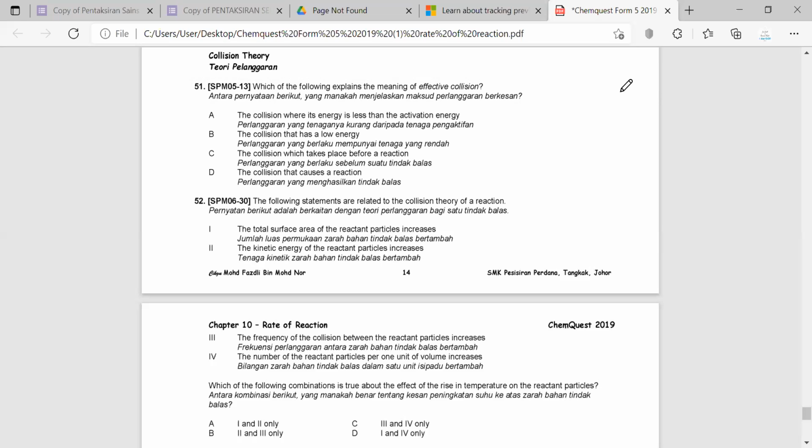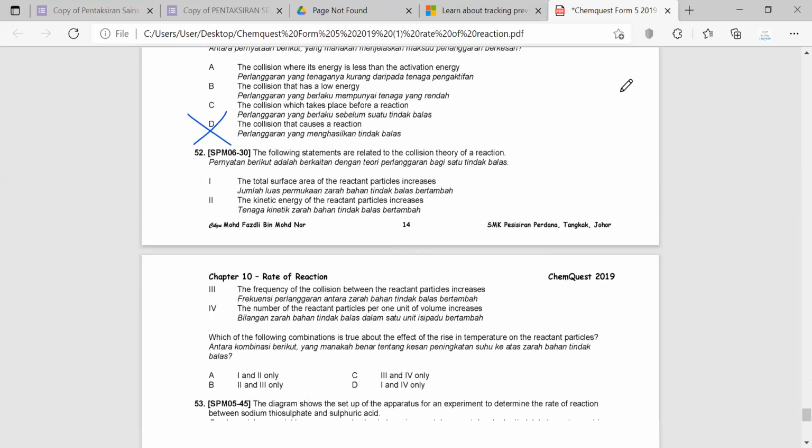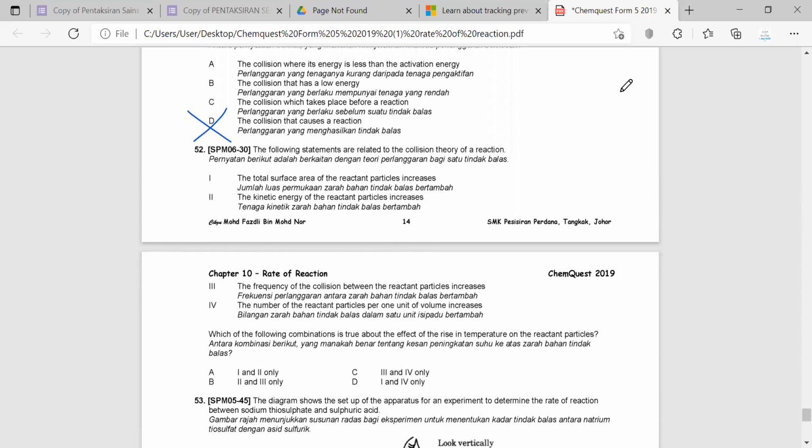Okay, so actually the answer here, what is the meaning of effective collision? You see, when my particles collide and they have effective collision, then only reaction can happen. Okay, so the answer is actually D. Y'all need to go and read up on collision theory. Have you all memorized the collision theory for each factor?